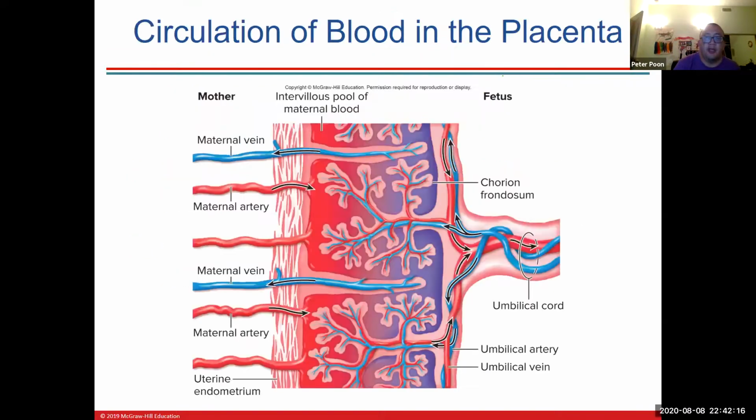So this is the maternal artery and maternal vein. The maternal artery actually leaks fluid around the capillaries, and the capillaries are basically the chorionic villi. Remember, they have a different form of hemoglobin. This form of hemoglobin is stronger than the maternal hemoglobin, so it will pull the oxygen from the maternal hemoglobin, which goes then to the fetus.